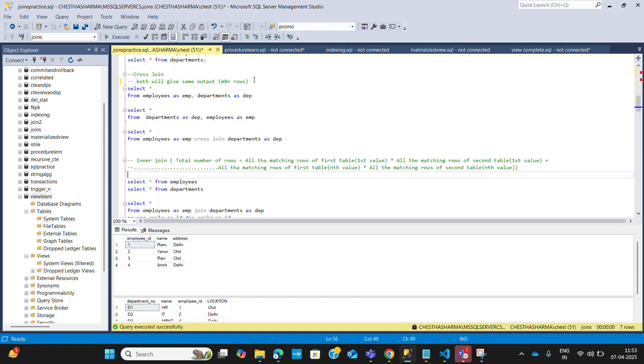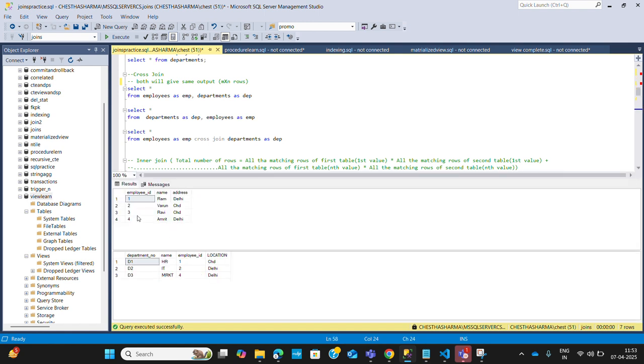In inner join, the total number of rows would be all the matching rows of the first table into all the matching rows of the second table. What does that mean? I'll just tell you simply by showing you these two tables. Here in these two tables, let's see how many rows are matching.